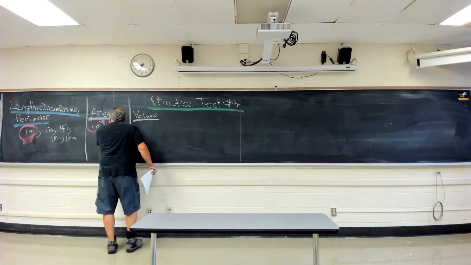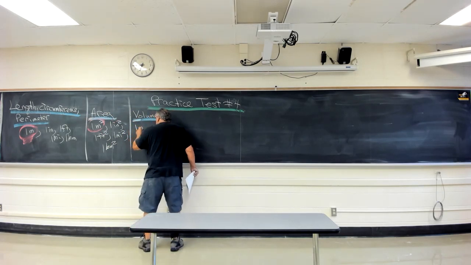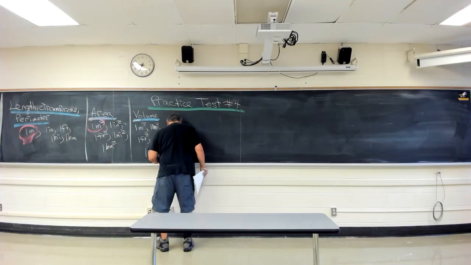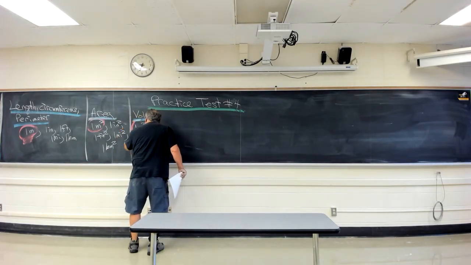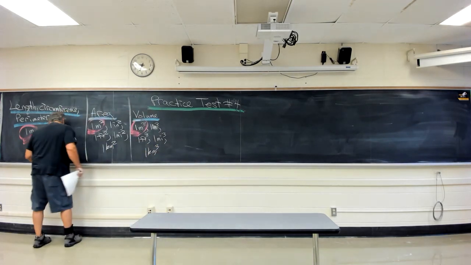A number of ways you can do this, trying to keep this symmetric, I guess, how things look. Volume, you talk about meters cubed. Inches cubed. Feet cubed. Miles cubed. Kilometers cubed. And again, this is of interest.